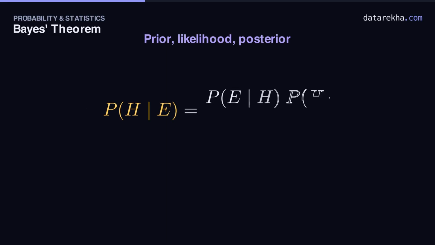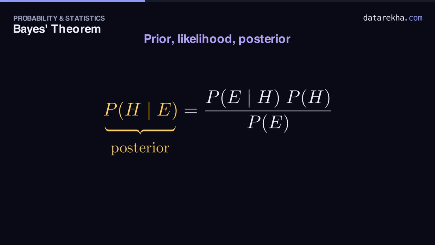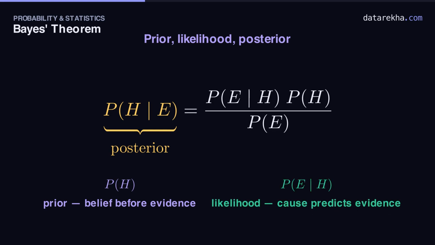Every piece of this formula has a name, and the names tell a story about updating a belief. On the left, P of H given E, the posterior. Your updated belief in the cause after seeing the evidence. P of H is the prior. What you believed before any evidence. How common the disease is to begin with. P of E given H is the likelihood. How well the cause predicts the evidence. How loudly a true case sets off the test.